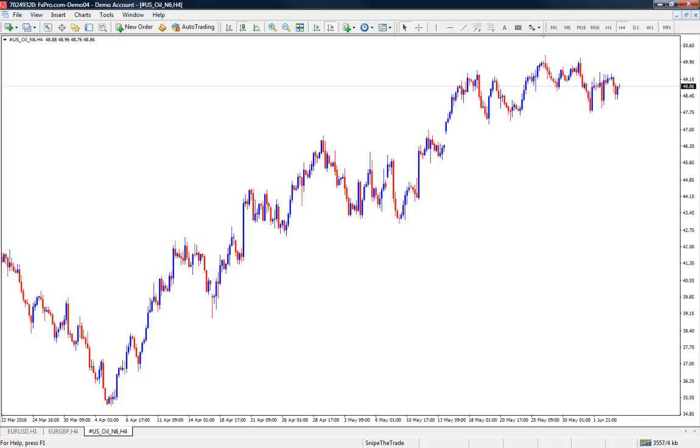Now, this is very logical. The more buyers we have, the higher the price is going to be trading, the more valuable the commodity or the currency is going to be. It's as simple as that.